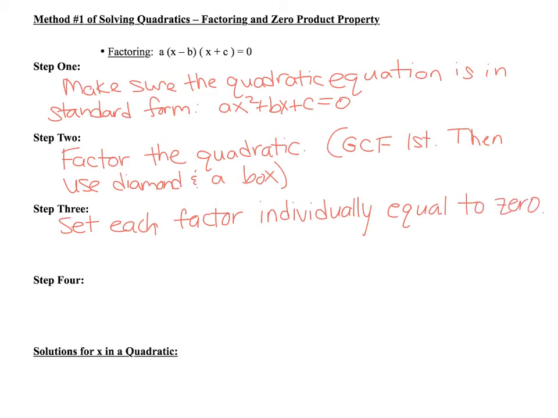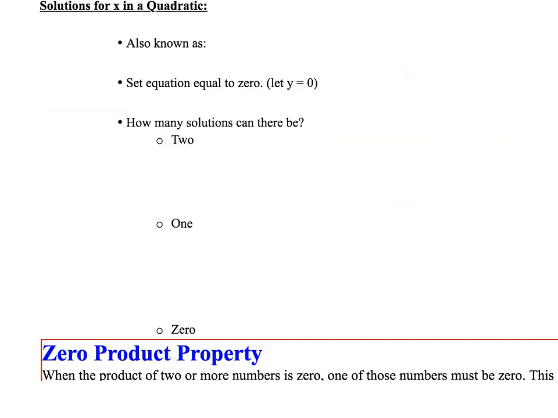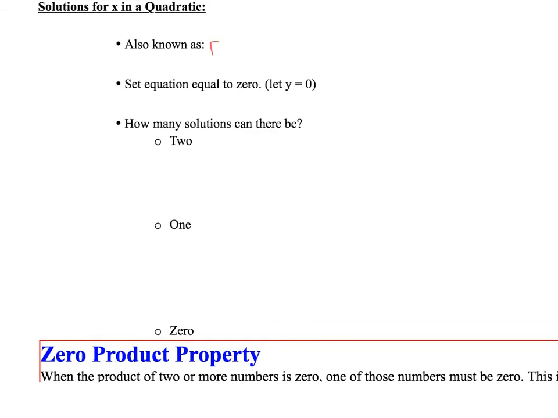And then step 4 is to solve each equation for x. So when we solve a quadratic, we find the solutions for x. There are several ways they can refer to these solutions. They're sometimes known as the roots of the equation, the zeros of the equation, or the x-intercepts of the equation. Roots, zeros, and x-intercepts all mean the same thing.